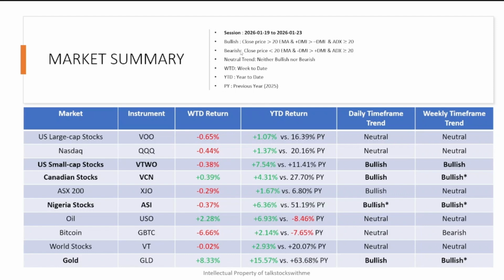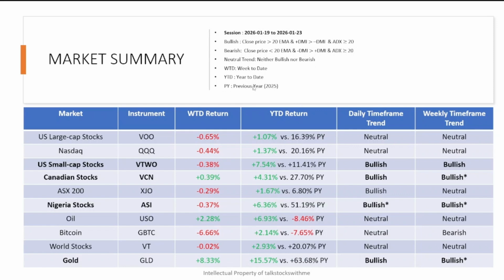A bearish trend is identified when the close price is less than the 20 exponential moving average, the minus DMI is above the plus DMI, and the ADX is greater than 20. We identify a neutral trend when we neither have a bullish nor bearish trend from the chart. WTD stands for week to date, YTD stands for year to date, PY stands for previous year.